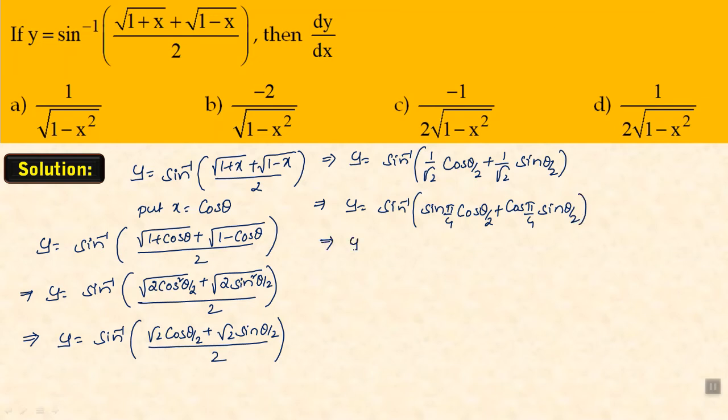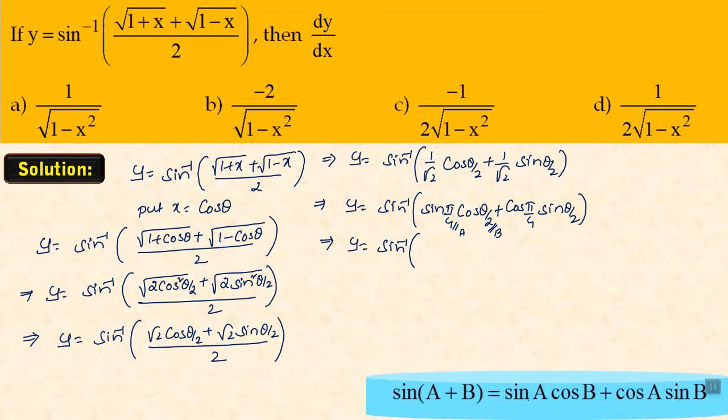This implies y is equal to sine inverse of, here consider pi by 4 as a, theta by 2 as b. Now it is in the form of sine a cos b plus cos a sine b. So it can be written as sine of a plus b. So here sine of a is pi by 4 plus b is theta by 2.